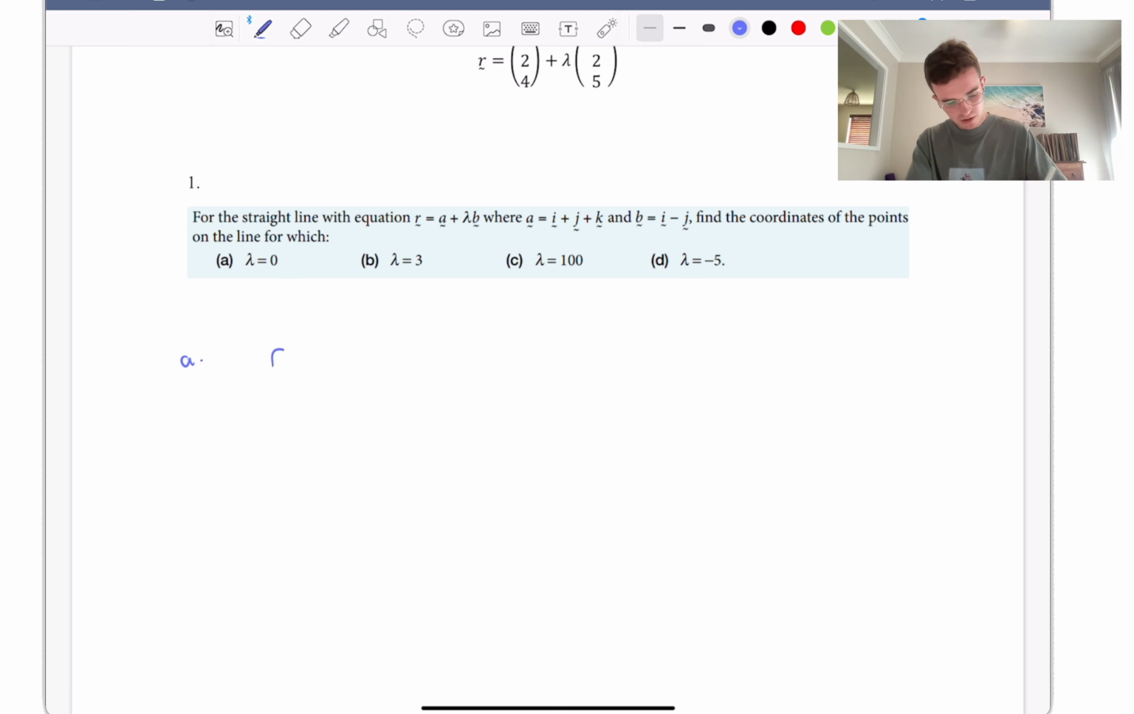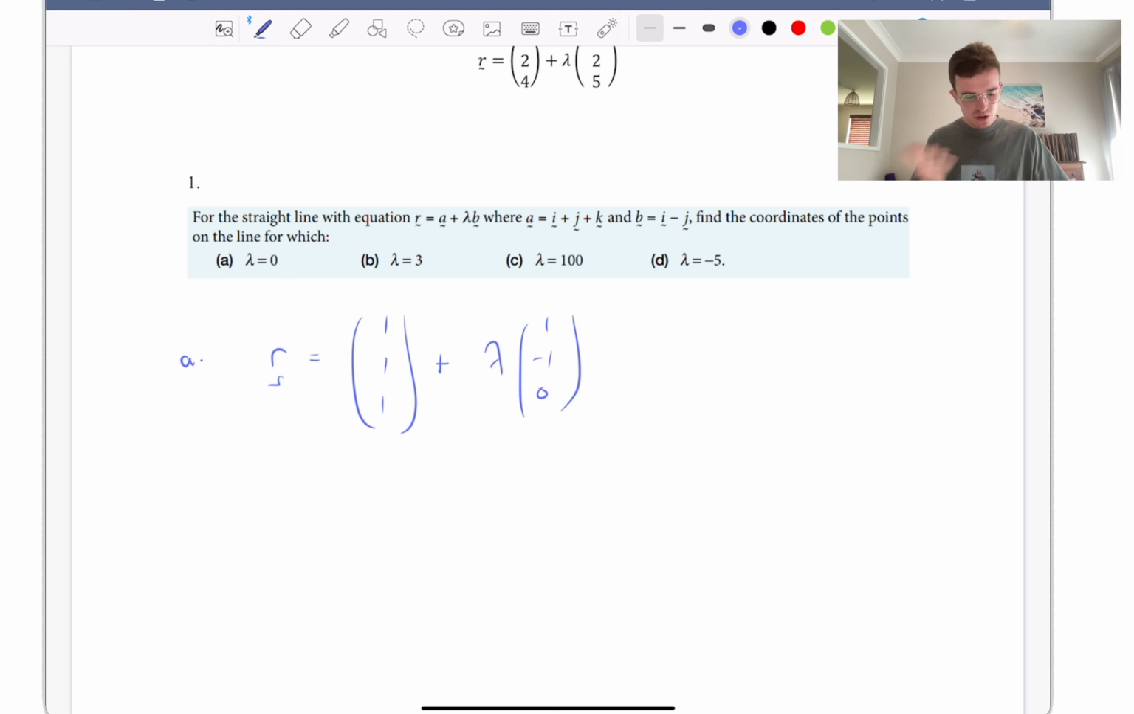So I've got the equation r is equal to (1, 1, 1) plus lambda (1, -1, 0). So that's the vector equation of my line with the actual vectors placed into it. When lambda is equal to 0, it's nice and easy. The coordinate of the point is just going to be (1, 1, 1), because everything here goes away.